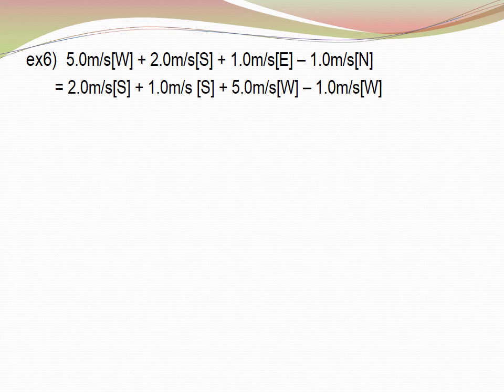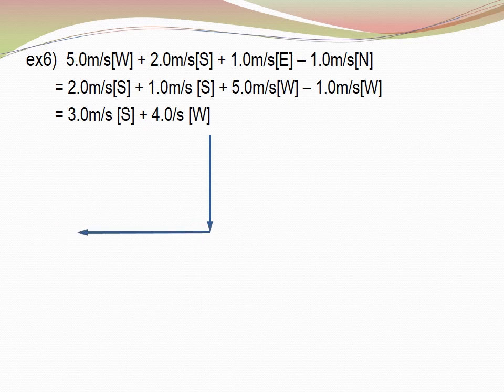So we'll merge the cells. 2.0 meters per second south plus 1.0 meters per second south gives us 3.0 meters per second south. 5.0 meters per second west subtract 1.0 meters per second west gives us 4.0 meters per second west. So when I go to draw this, I'm going to go south first. And then from where I finished, so I started here, I drew 3.0 meters per second south. Now that I'm at this point, I'm going to draw something that goes 4.0 meters per second west.